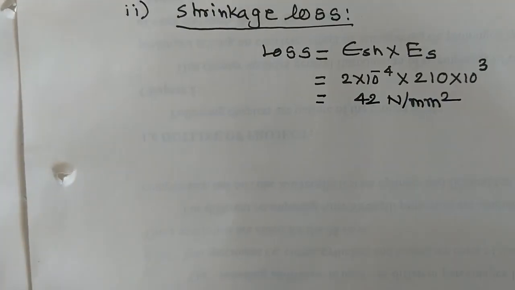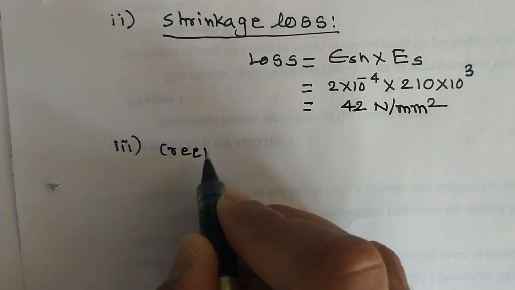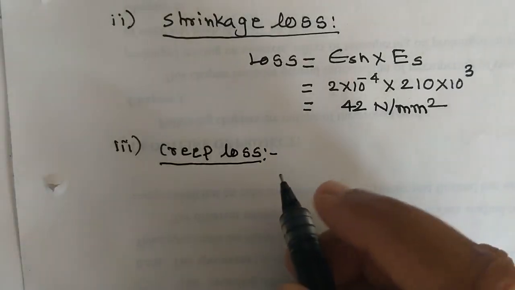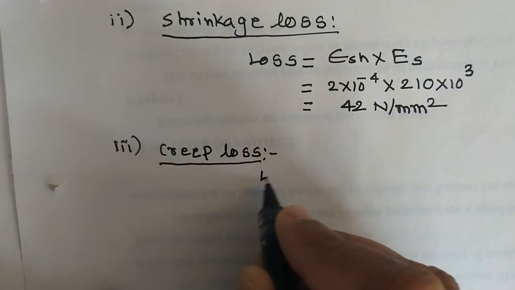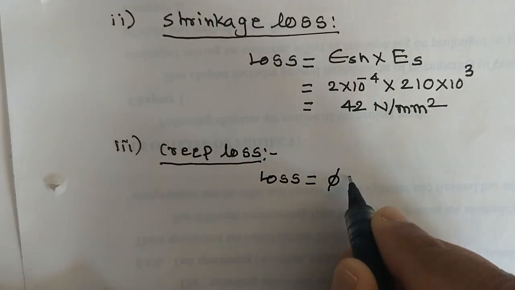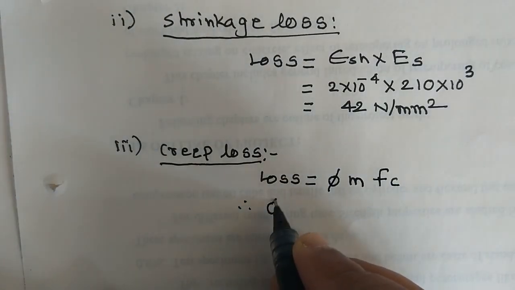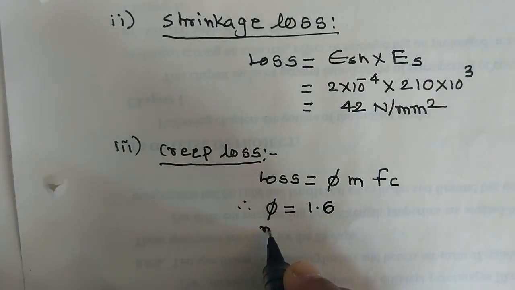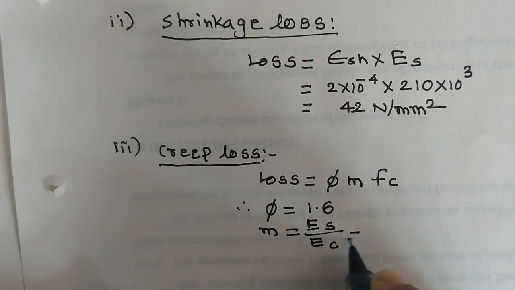Next is creep loss. The creep coefficient is given, so you have to use the formula having creep coefficient phi into m into fc. Let phi be the creep coefficient, which is 1.6, given. Let m be the modular ratio, which is Young's modulus of steel divided by Young's modulus of concrete.